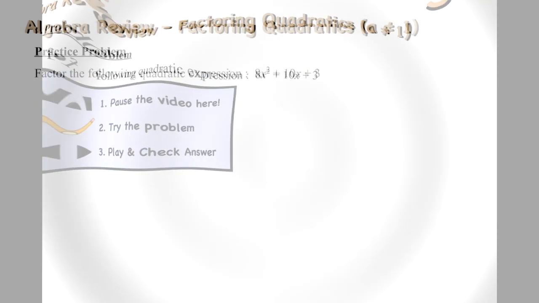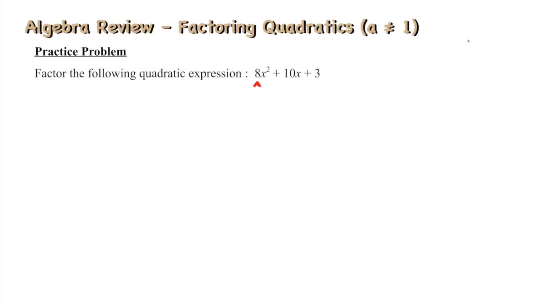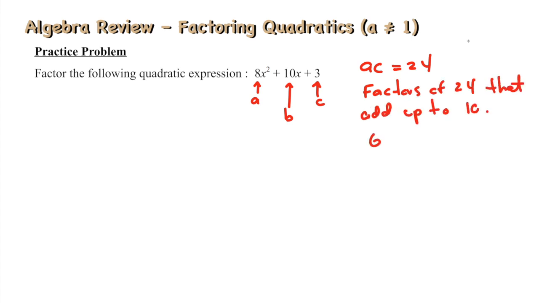So now we're going to start by saying, let's take our A and our C values and multiply them together. A times C is equal to 24. And we want factors of 24 that add up to B, which is 10. And hopefully you say 6 and 4. 6 times 4 is 24. 6 plus 4 is 10. Those are the numbers we're going to use to split up the middle term.